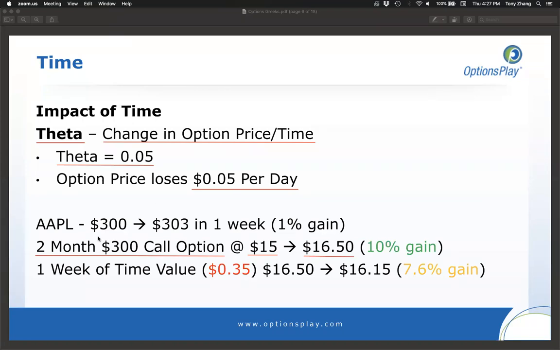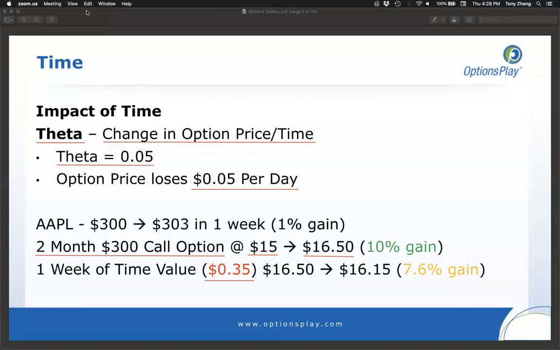However, let's say the move from 300 to 303 didn't happen instantaneously, and it took a week for that to happen. Now we can utilize theta to understand how much money we lost to time decay. We said that theta here is 0.05, which means we lose 5 cents per day. In a single week, there are 7 days, so if we multiply 0.05 by 7, we get 0.35. So we've gained $1.50 because of delta, because the stock moved up $3, but because it took a week to happen, we lost 35 cents.